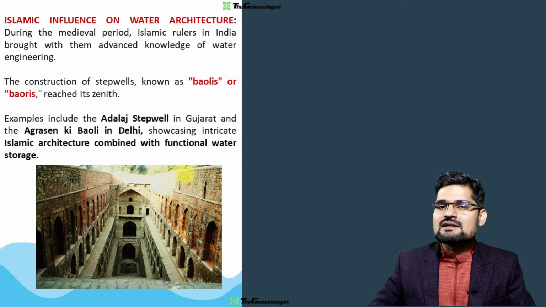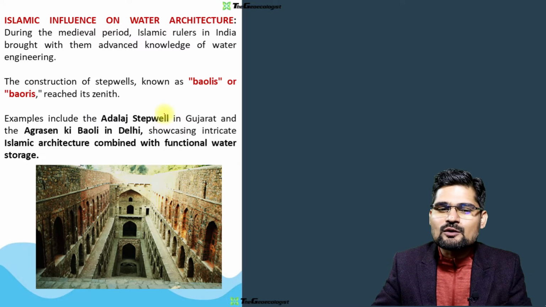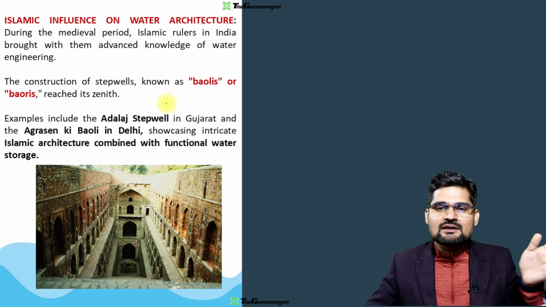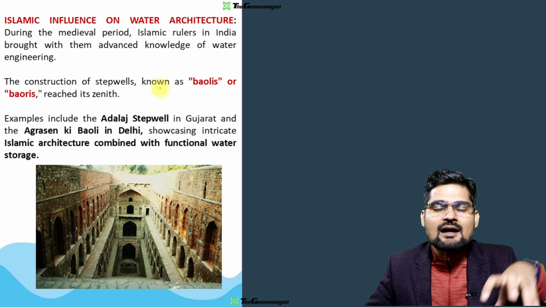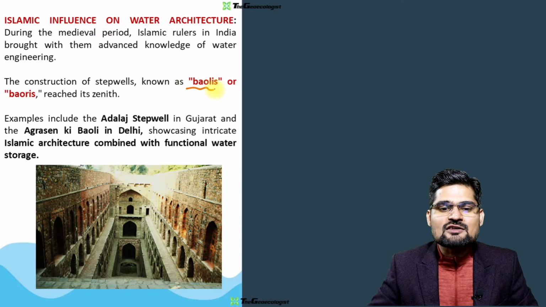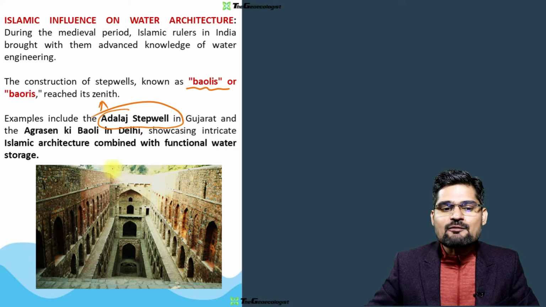Now let's go further and look into the Islamic influence on water architecture. I'm sure you know that Islamic architecture, from the Indo-Afghan rulers and then the Delhi Sultanate till the Mughals, had a lot of influence on Indian architecture. So it had influence on hydrological understanding as well. The creation of the Bauli is very important here. Apart from this, the Adlaj step well, which is famous.